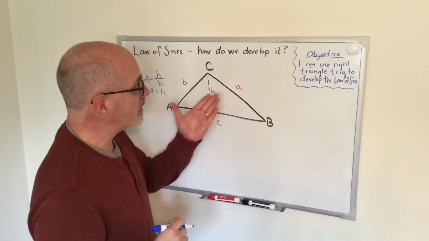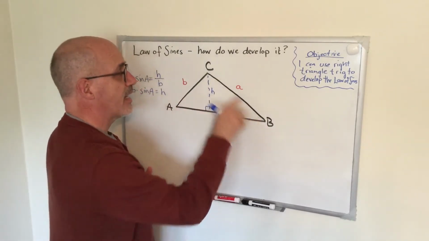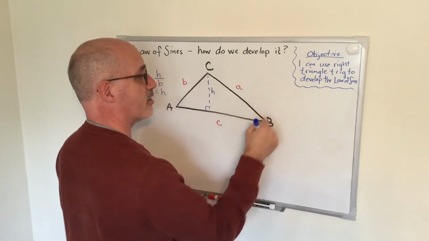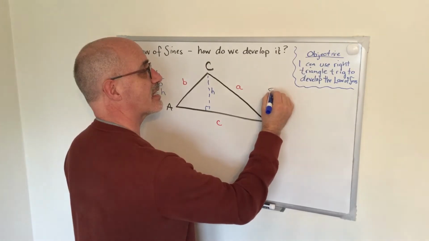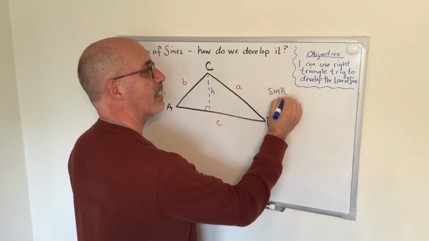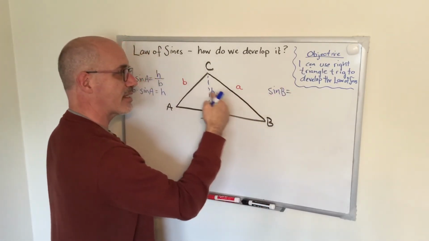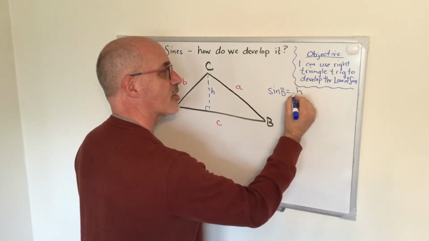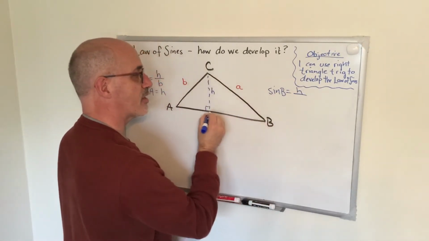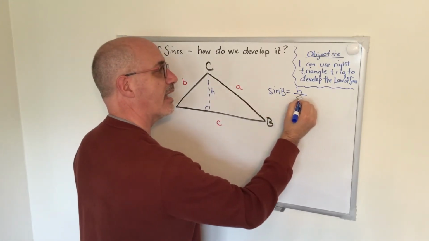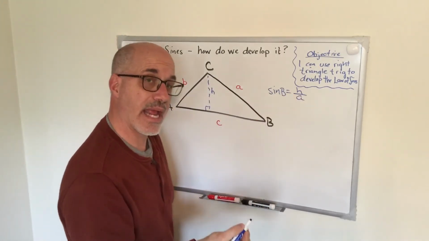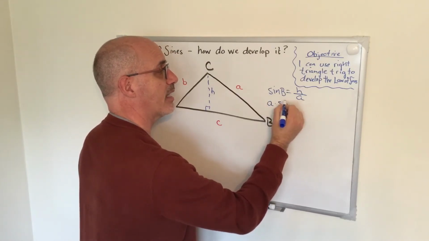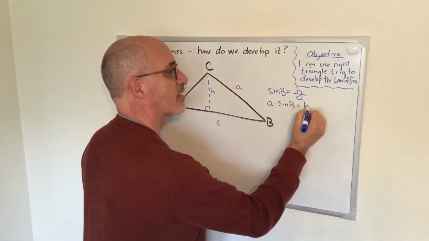Now I'm going to go over to the triangle on this side. On this triangle, I can set up the same sort of information. I can use this angle B and say that sine of angle B is equal to the opposite side in this right triangle, h, over the hypotenuse in this right triangle, which is a. If I multiply by a on both sides, I get a times sine of B equal to h.